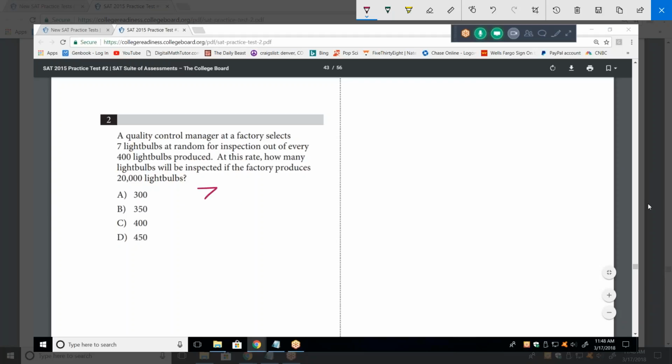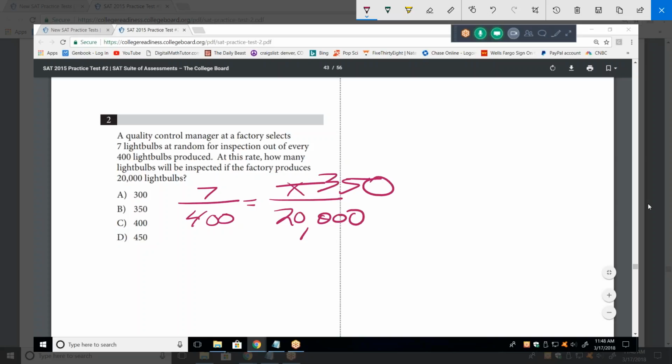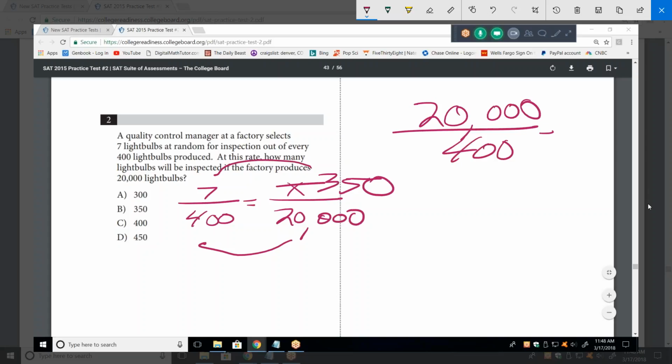I haven't done the math yet, but it's 7 is to 400 as what is to 20,000? And you're saying 350? Yeah, that's 50 times that, which is another way to do it. In other words, you could just take 20,000, divide it by 400, and get 50, and then multiply 50 times 7.